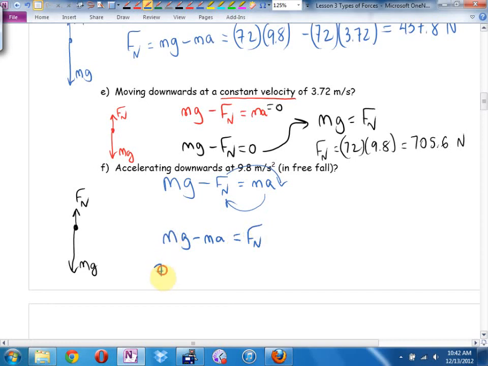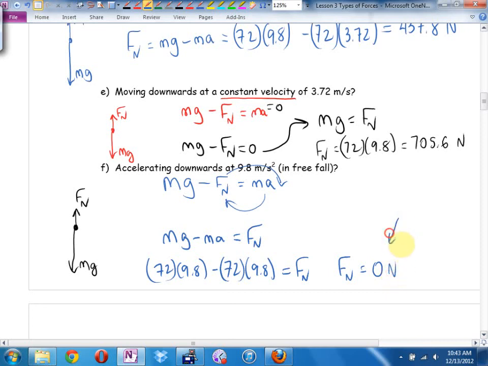What's m? 72. What's g? 9.8 minus. What's m? 72. According to this question, what's the acceleration? What are we accelerating at? I don't see a negative anywhere. Don't be including negatives. We're getting away from that now. According to this question, what's the acceleration? Perry, without a calculator, what is 72 times 9.8? Take away 72 times 9.8. What's the normal force that this person would feel?